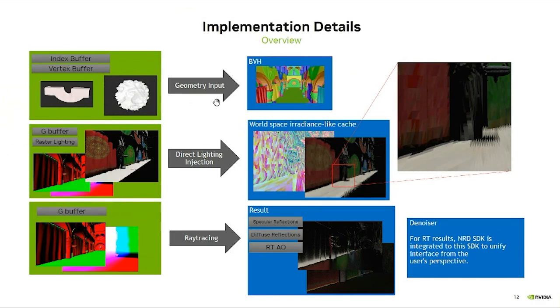Then the user application has to create the G buffer and shading, which it already has probably. And the SDK internally creates this LightingCache that I talked about. And then in the third step, you just have to decide what ray tracing effects you want from the SDK. You tell it, I want diffuse GI plus some shadows, and it gives you the output buffers.